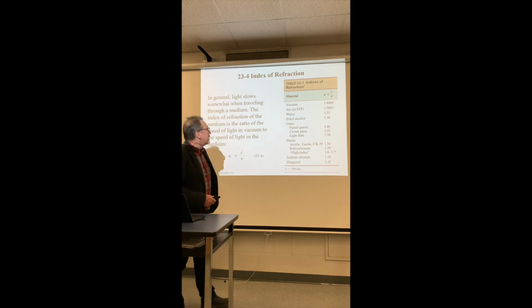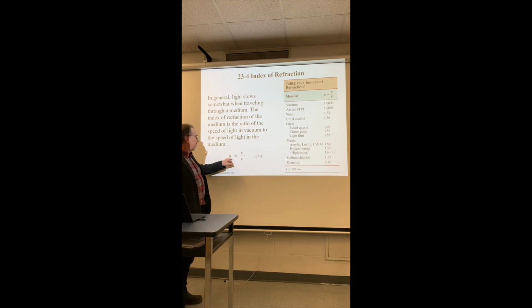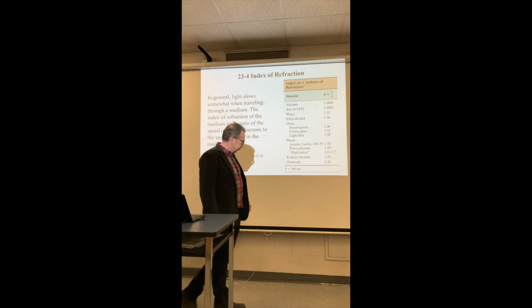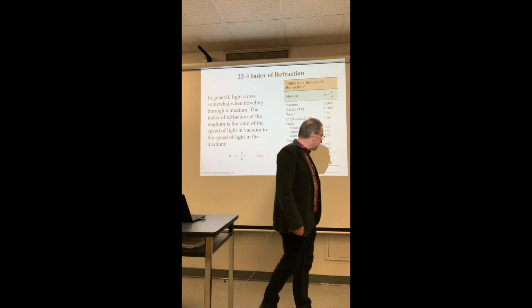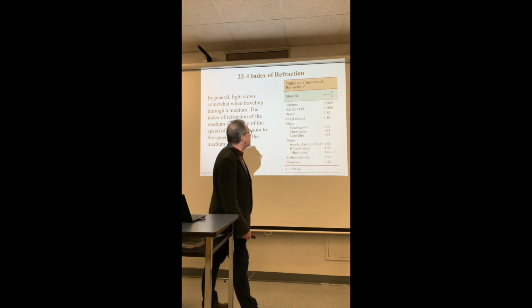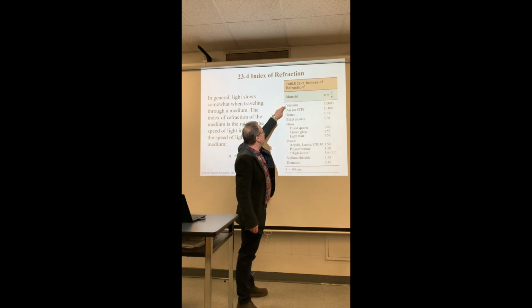Okay? The index of refraction of a medium is a ratio of the speed of light in vacuum to the speed of light in the medium. So we say n is c, this is that 3 times 10 to the 8 meters per second, over v, the speed of light in the medium. So here's the refractive index of some materials. Vacuum, of course, is 1. Air, that's pretty much like a vacuum, right?